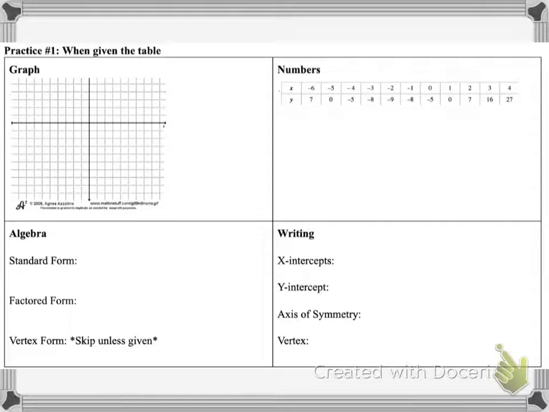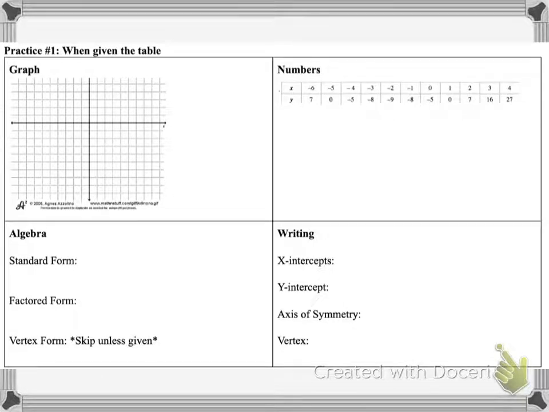This next part, you can try to get as much information out of it before you come and look at the answers. These are problems where you don't have to do the graph first and then the algebra next and then the writing next. You have to go through and explore and find as much information as you can in a way that makes sense to you.